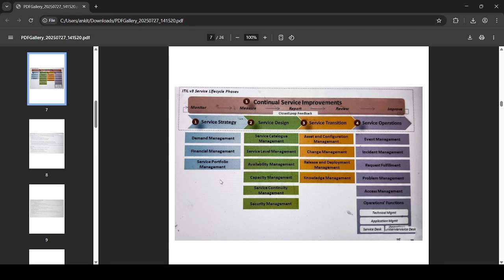Next is the service design. Service design contains service catalog management, service level management (SLM), availability management, capacity management, service continuity management, and security management. So we'll learn all these things in our next upcoming video.